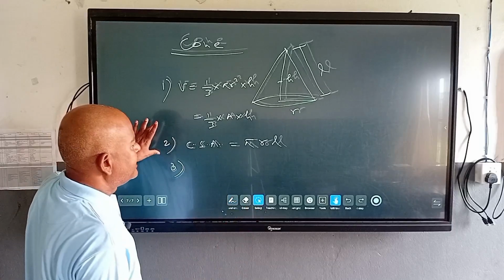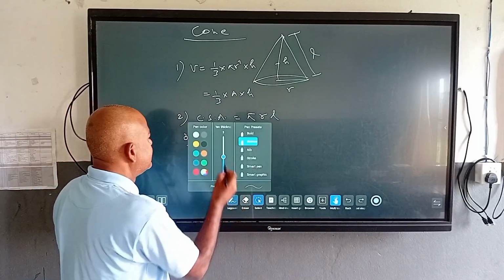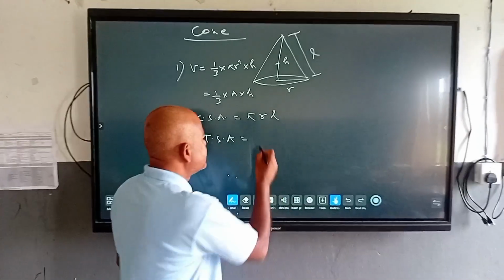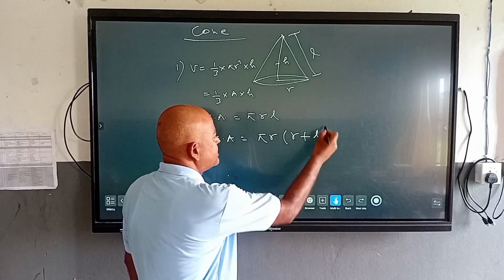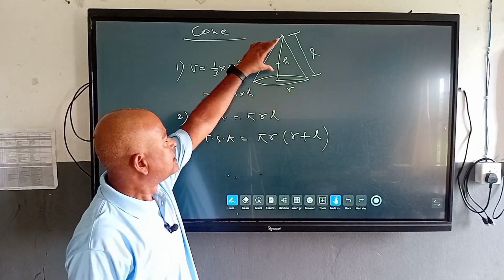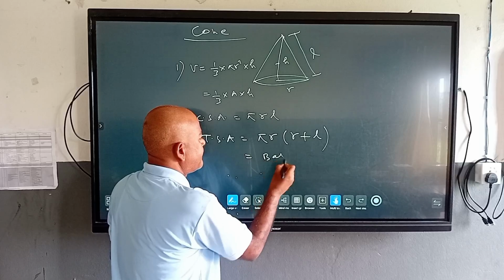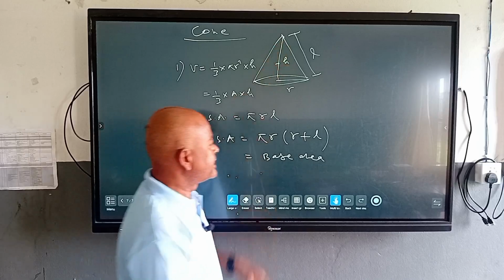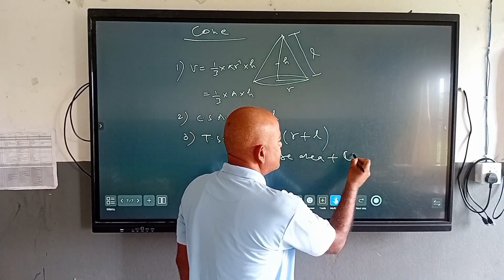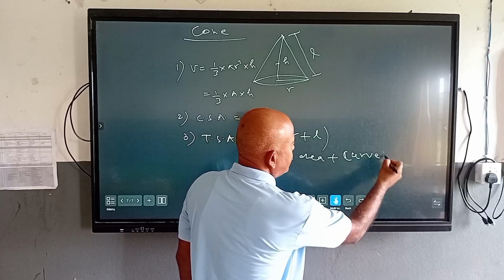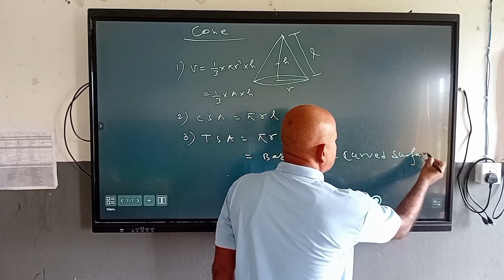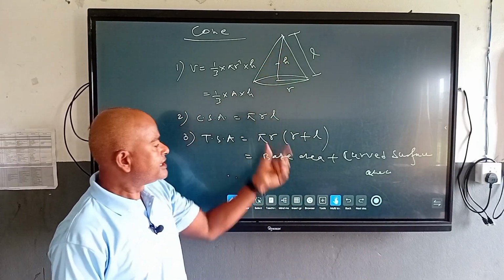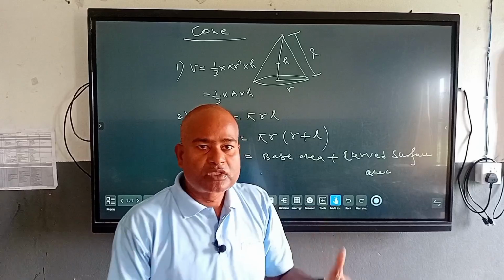Dear students, the formula of TSA is given by TSA is equal to pi r (r plus L). If we add the base area of a cone with the curved surface area, that means CSA, base area plus CSA, then we get the total surface area.